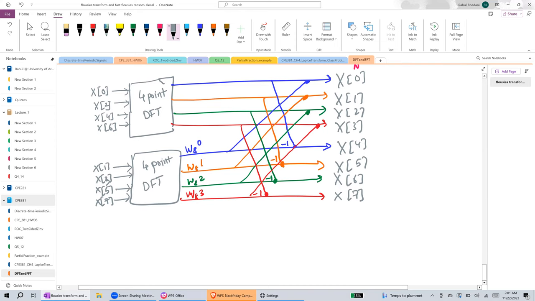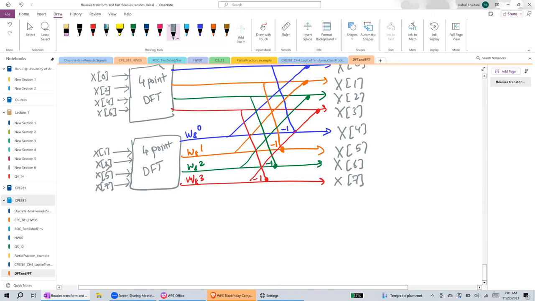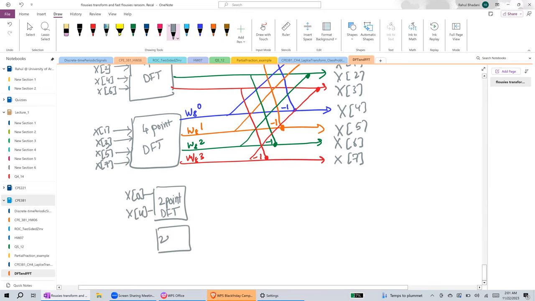after dividing the sequences into half, like the evens and odds, evens go one side and odds go to the other side, we will have the sequence getting scrambled. So currently you see this, and if you had to divide this again, then this would become 2-point DFT, 2-point DFT. So it would be x0 and x4, then 2-point again, x of 2, x of 6.